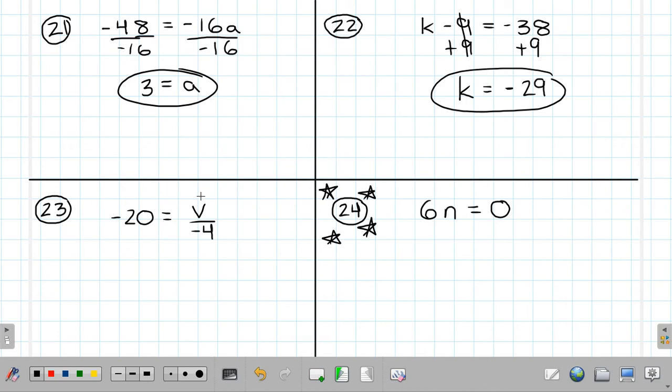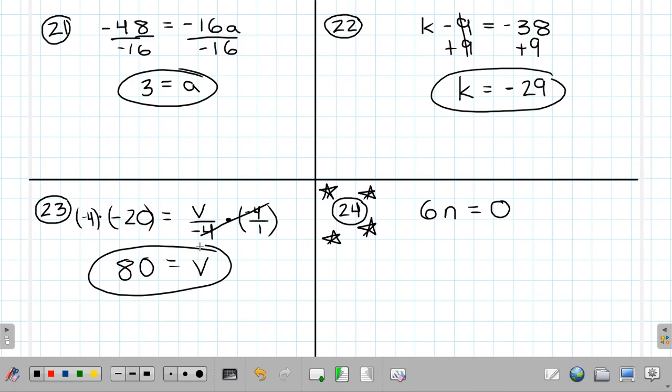And then the last two here. So this one, v divided by negative 4, that means we need to multiply times negative 4. Negative times a negative is a positive. 4 times 20 is 80. The whole point here is those go away, so v is equal to 80, or 80 is equal to v.